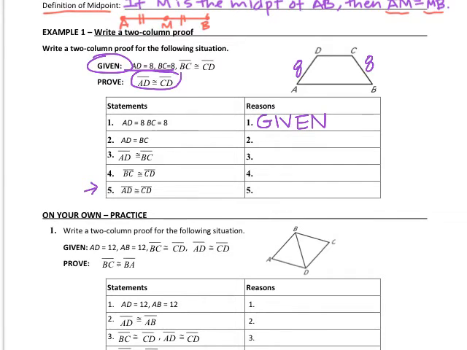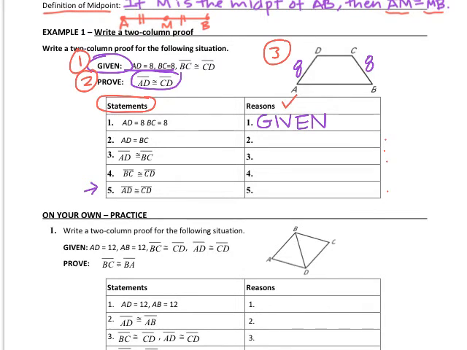So in any proof, they're going to have 3 things. 1, what you're given. 2, what you're trying to prove. And 3, you're going to be given a diagram. So you're always going to have those 3 things. And then there's going to be some statements on the left. Those are the things that you need to give a reason for. Reasons are going to be things like definitions, theorems, postulates, things like that that can be written as your reasons.